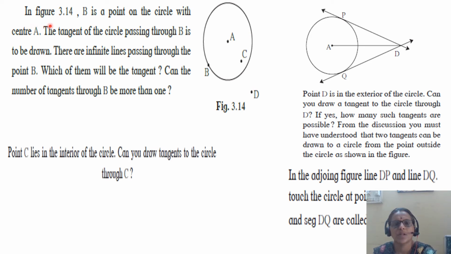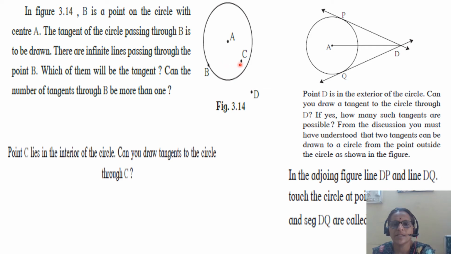Observe the figure alongside. B is a point on the circle with center A. Consider the tangent of the circle passing through B. Try to draw it. There are infinite lines passing through point B. Which of them will be a tangent? Can the number of tangents through B be more than one? Let us draw and find out.